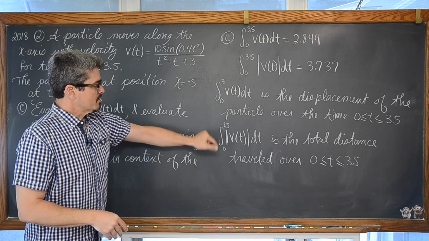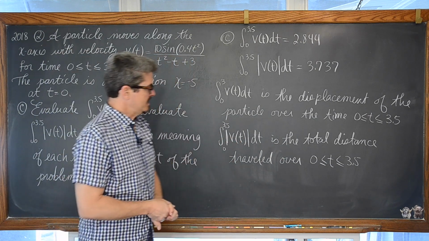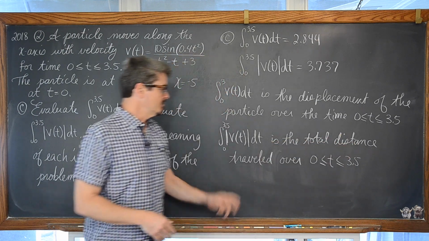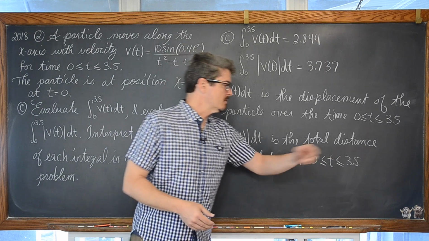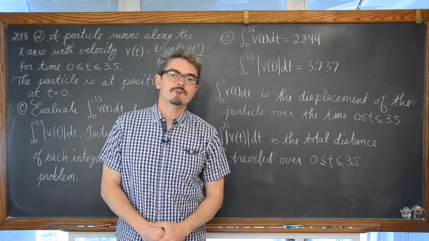The definite integral from 0 to 3.5 of the absolute value of v of t dt is that total distance that particle moved or traveled over the same closed interval time period between 0 and 3.5.